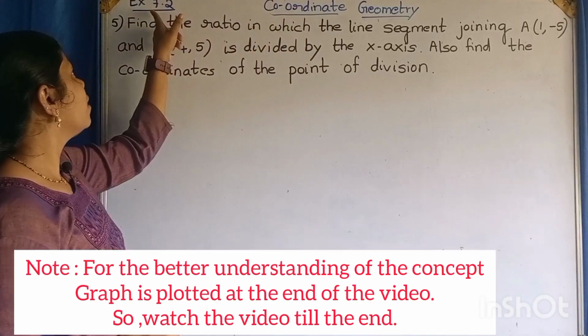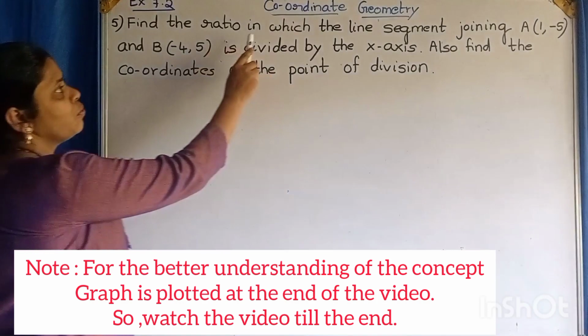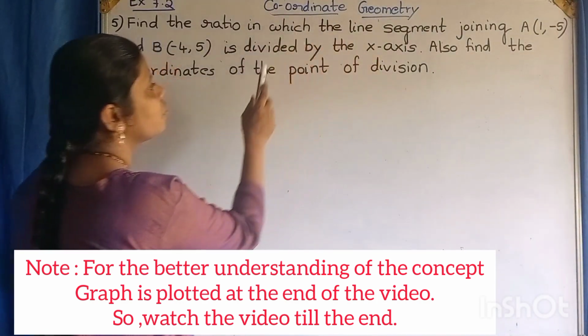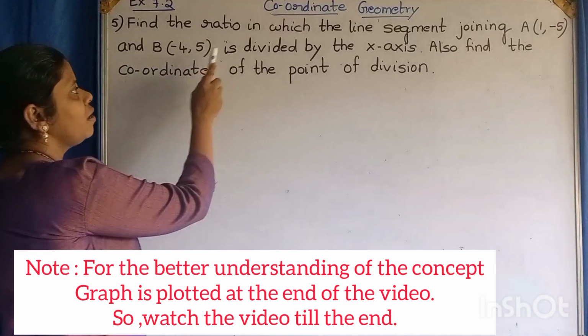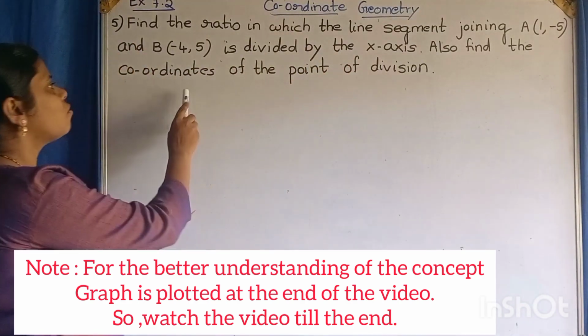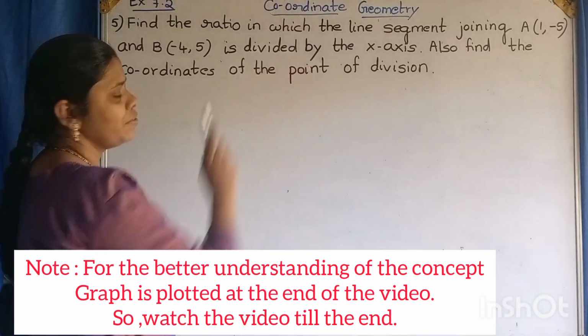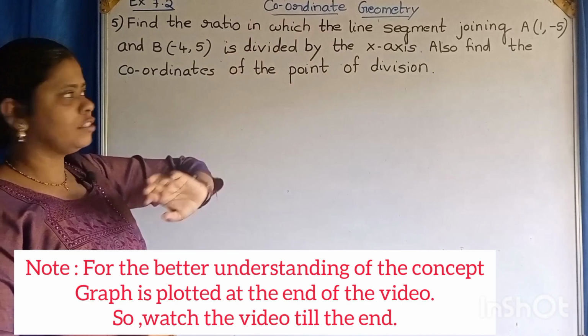Coordinate geometry, exercise 7.2, fifth question. Find the ratio in which the line segment joining A (1, -5) and B (-4, 5) is divided by the x-axis. Also find the coordinates of the point of division. Okay, there are two parts in the question.